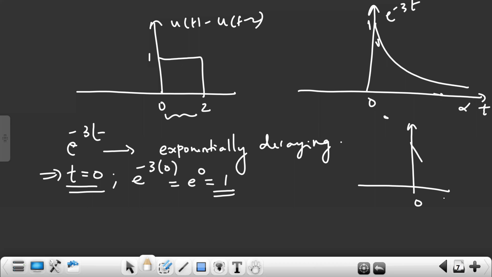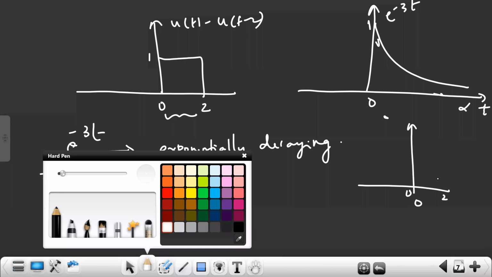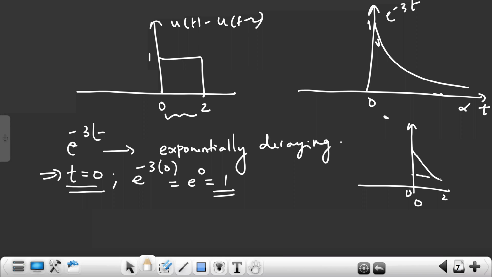But you don't show the amplitude of e raised to minus 3t as 0 here, because it is becoming 0 only at t equal to infinity. But that we can't show here. Okay. So after multiplying, you will get an exponentially decaying signal like this, but you can't say that its amplitude is becoming 0 at 2. So you can just show a small amplitude like this. Maybe some value will be there. Okay. So this is your x of t. I hope it is clear for you.